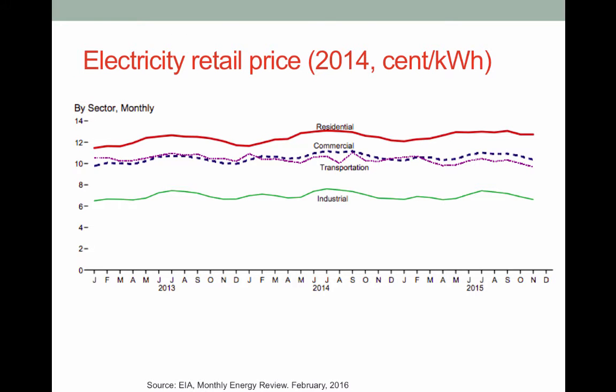On the other hand, electricity retail prices have been relatively stable. Residential customers have an average rate of about 12 cents per kilowatt hour, and it is a higher rate than commercial customers and transportation customers. Industrial customers have the lowest rate, which is about 7 cents per kilowatt hour.